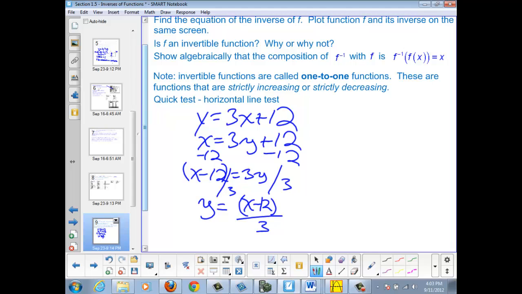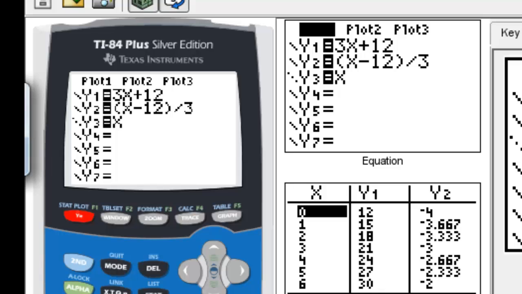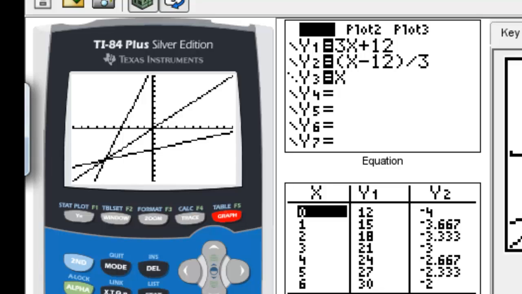Now we're asked to plot them. So y equals, here I've put in my two equations, 3x plus 12 and (x minus 12) divided by 3. If we look at the graph, the standard window, we can see that the steep line is 3x plus 12, and the less steep line below is (x minus 12) divided by 3.